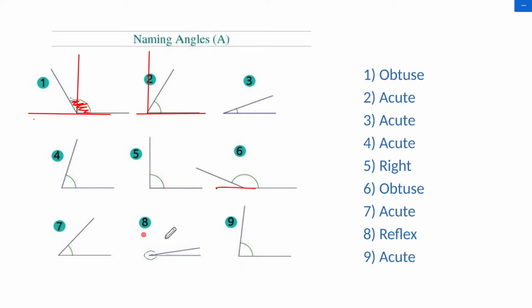Then this one here is a reflex angle because it's an exterior angle. If you want to look at the reflex angle here, it would look like this. A reflex angle is bigger than 180 degrees. This angle is acute, and this one in here is also acute, and the exterior ones are always reflex angles. This is a reflex angle as well.